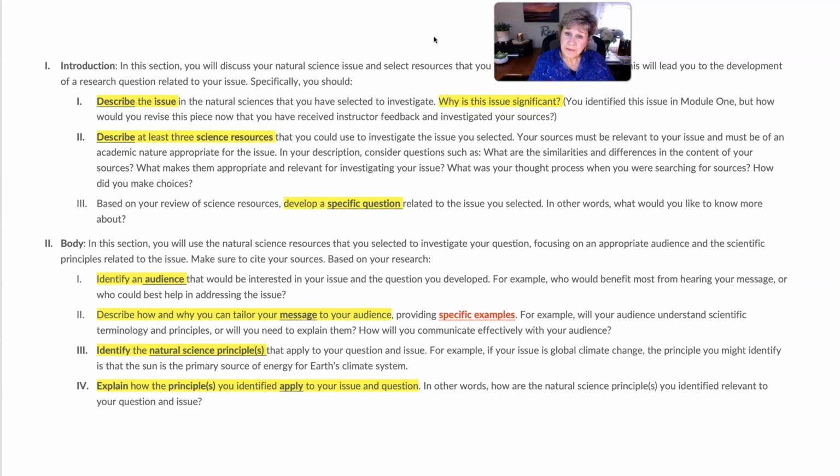So you're going to identify them in this section, body, section 2, subsection 3, identify the natural science principles. And then in 4, you are going to explain these principles and how they apply to your particular topic. So how does the carbon cycle apply to electric vehicles? They don't sound like they're related to each other, but they are extremely related. Like I said, if you have any questions, please just let me know.